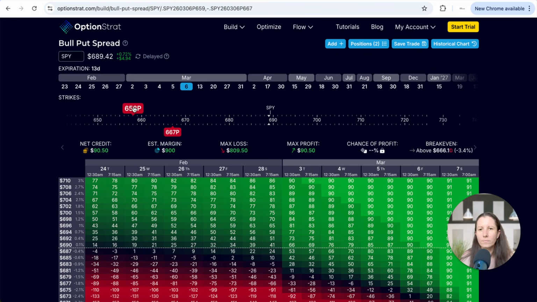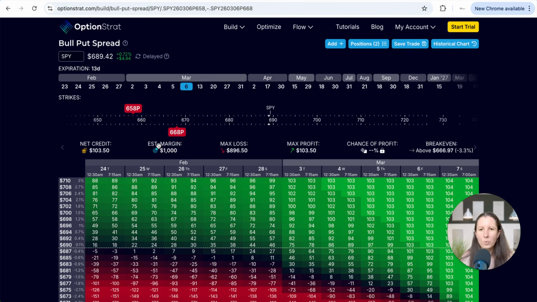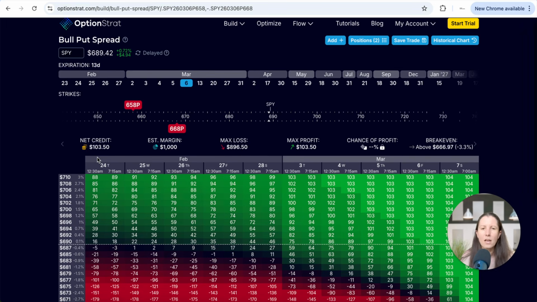So this looks pretty good. 668, 658, net credit of 103. So what have we just done? What we've said is that come March 6, if SPY is above 668, we win. We keep our entire $103 and the contract will expire worthless.